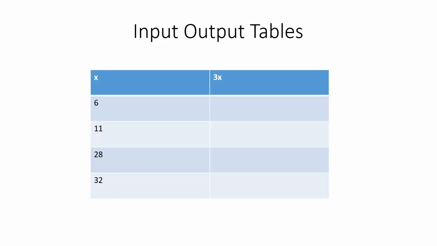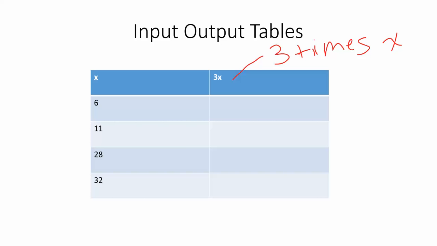Just like in our previous videos, we'll often have these set up in input-output tables. Notice here the columns are labeled x, and then on the right is 3x. So the x is the input. The right column, 3x, is the output. Let's start by figuring out what that rule means. 3x right next to each other means 3 times x. So we'll take every input in our x column and multiply it by 3 to get our output.